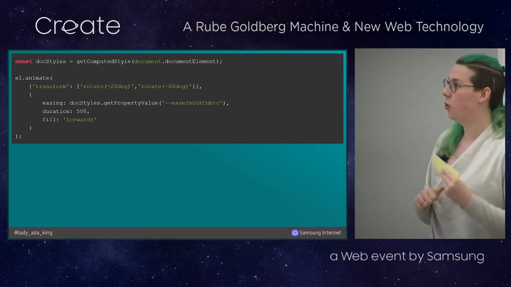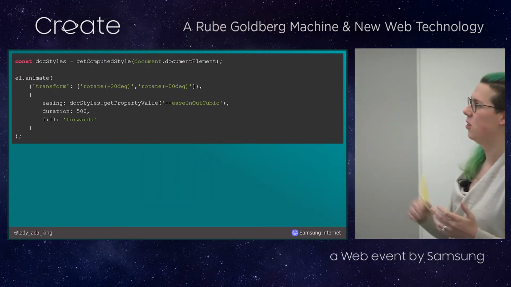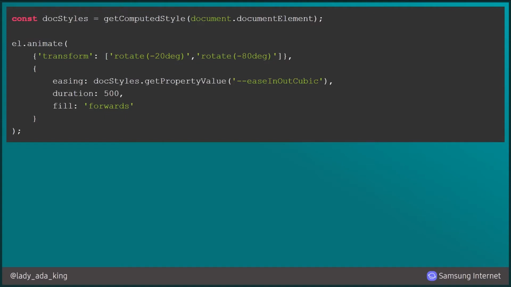But you can also access them from JavaScript. At the top, I'm getting my computed styles for the document element, which is where the :root properties are defined, and I'm using it in my easing value in my animation API. That's pretty cool. I like that.